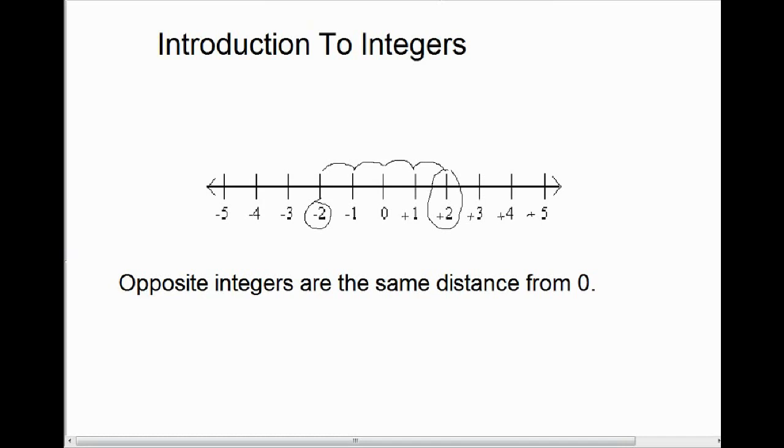So another example is +8. Well, +8 is 8 spaces from 0. The only other value that is also 8 spaces from 0 is -8. So we would say that +8 and -8 are opposites, or opposite integers.